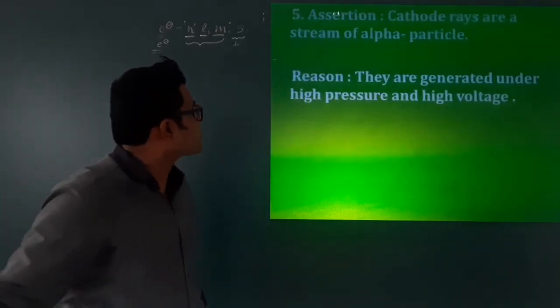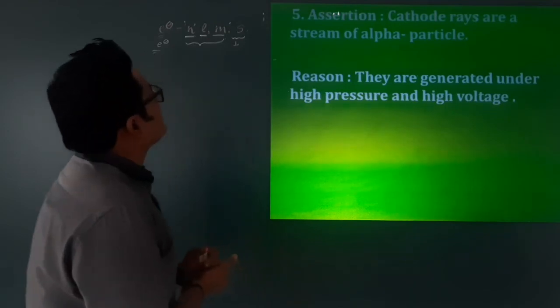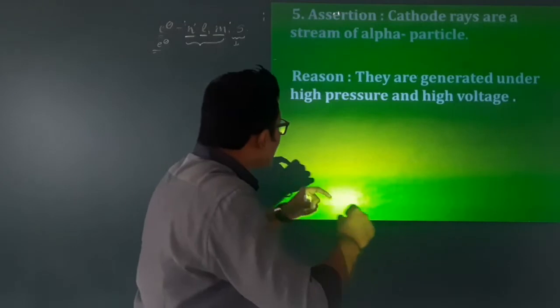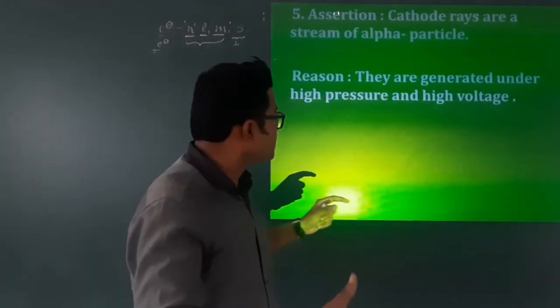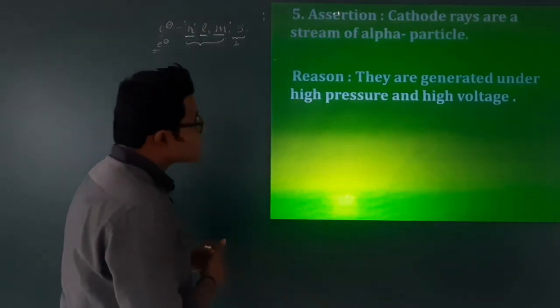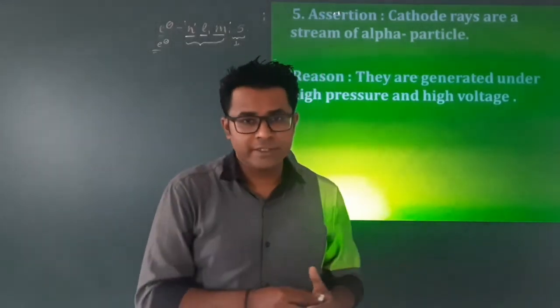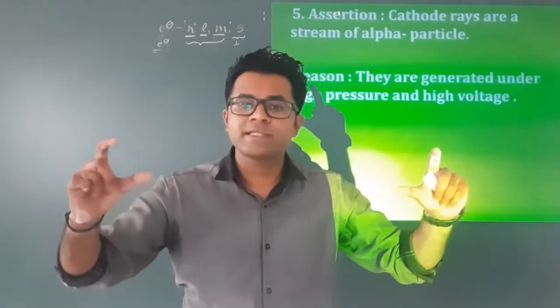Moving forward with question number 5. Assertion: cathode rays are a stream of alpha particles. Reason: they are generated under high pressure and high voltage. Now, cathode rays, discharge tube experiment.